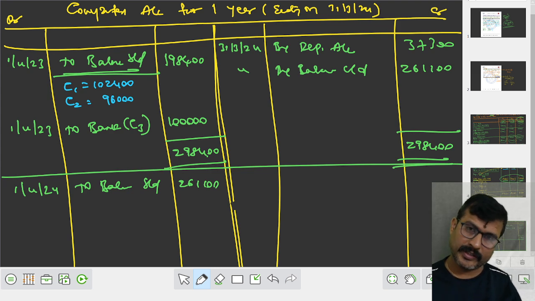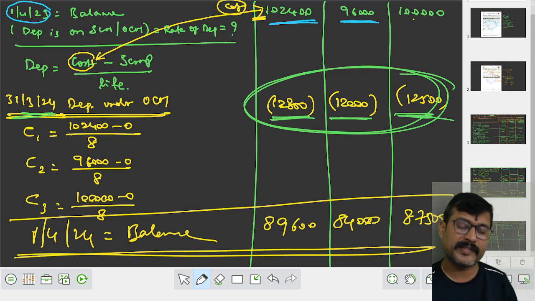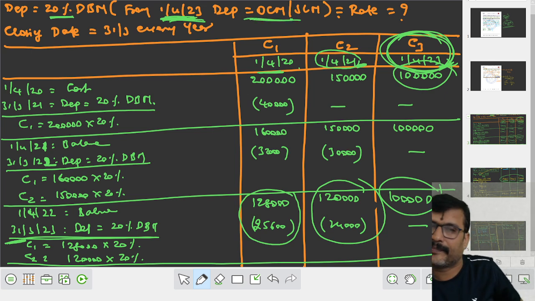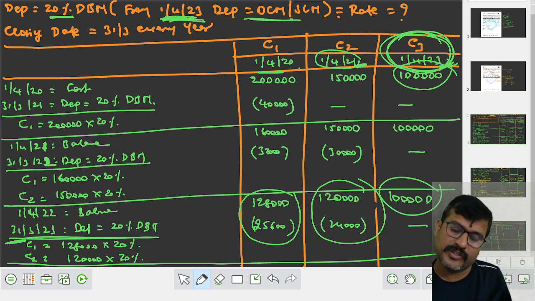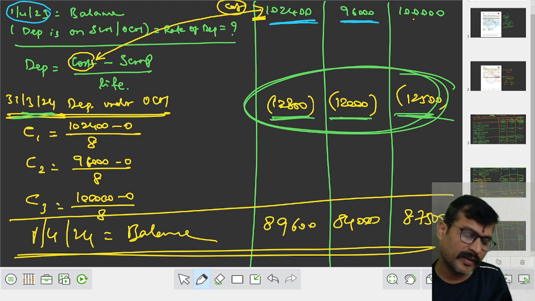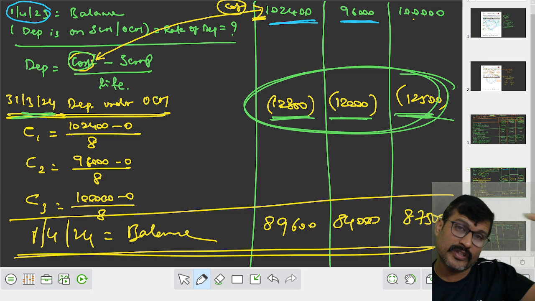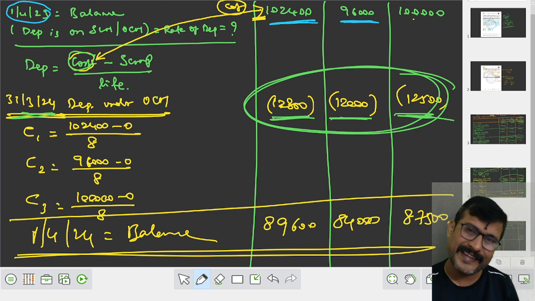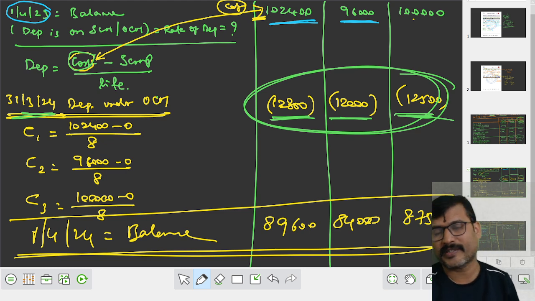None of the computers are changed. Here only what happened? They changed the method of depreciation. Up to March 23, it is under diminishing balance method. But from April 23, the method of depreciation changed to OCM. Here the rate of depreciation is not given. In such a case, we have to take the formula cost minus scrap by life. Cost means it is not the original cost of purchase. Cost means just a balance which is standing before starting the depreciation.